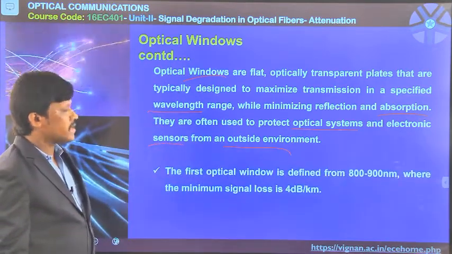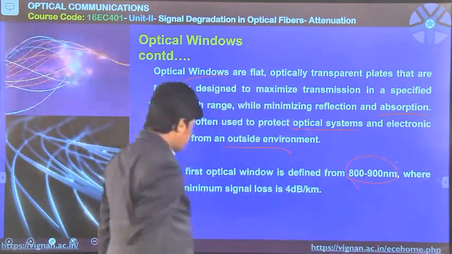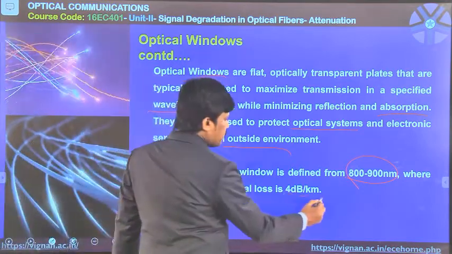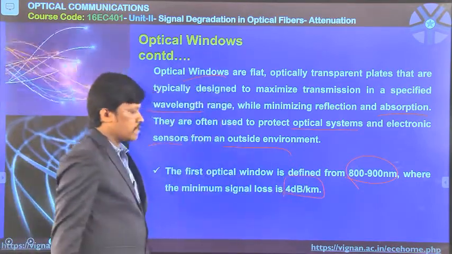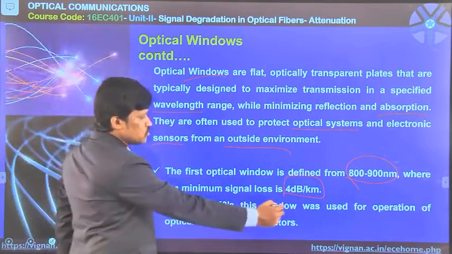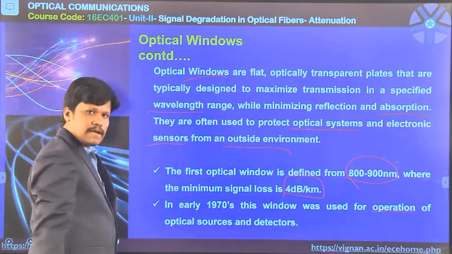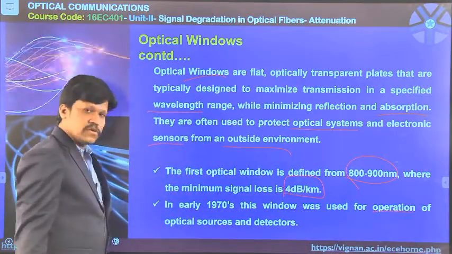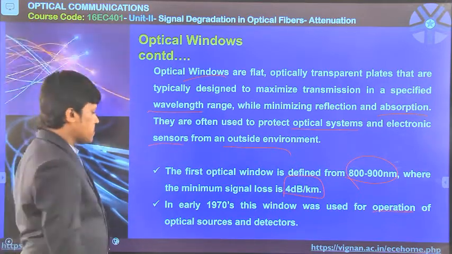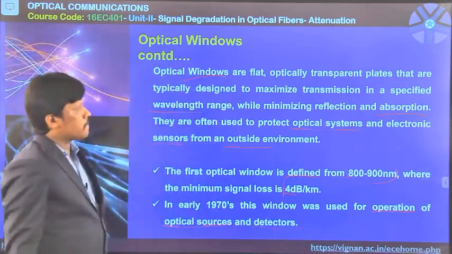So the first optical window is defined as 800 to 900 nanometer wavelength, where the minimum signal attenuation is 4 dB per kilometer. In the early 1970s, this window was used for operation of optical sources and optical detectors.